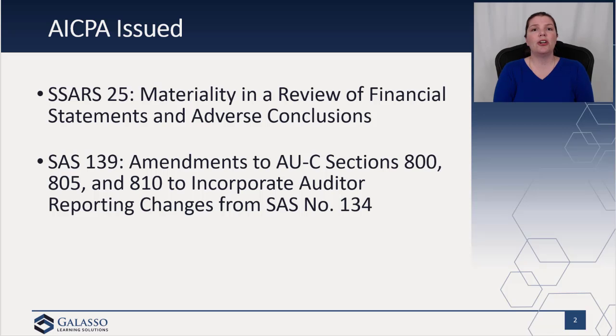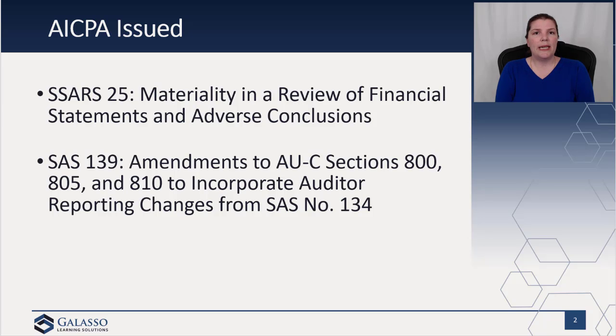The AICPA started off pretty strong, and then obviously with some COVID action, delayed a little bit, but they did get out two big standards. The first one was SAS 25, two major changes here. First, the requirement to calculate materiality in a review. Many people have been using materiality in a review for a long time, but it wasn't technically part of the procedures within a review. And so now when you're doing a review of financial statements, there's guidance on materiality, as well as the ability to give an adverse conclusion. That was not permitted under the prior standard, so that is a new one. In addition, there are some changes to the report, so definitely something that you want to take a look at.